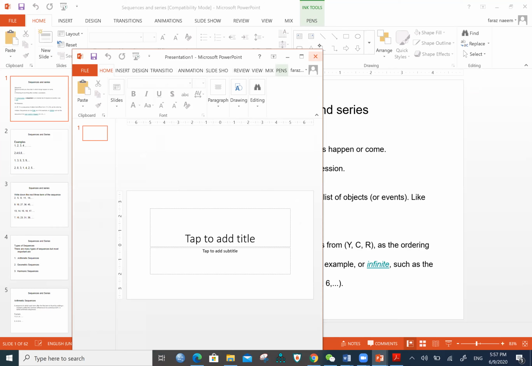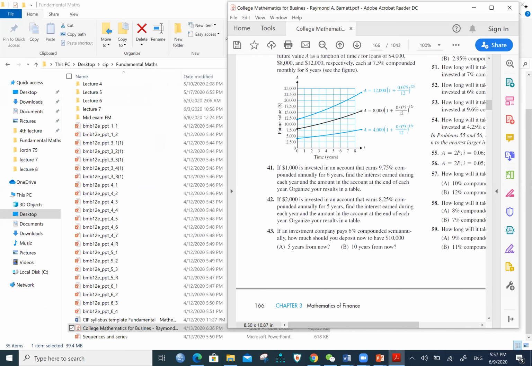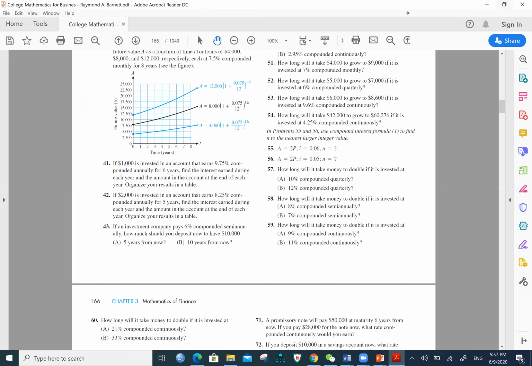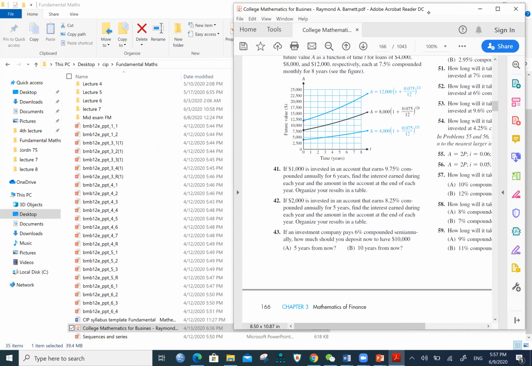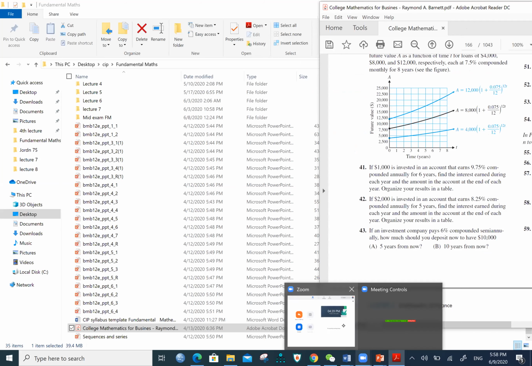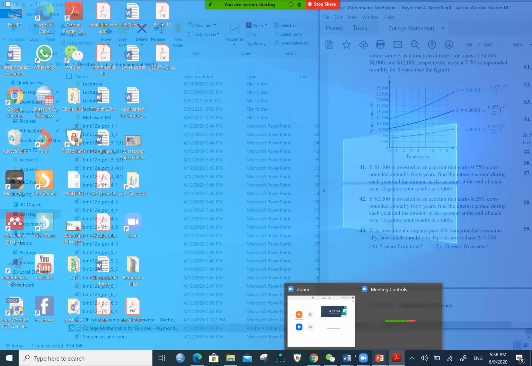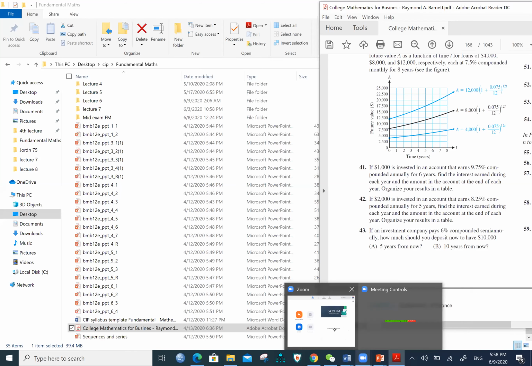Understand? I understand now. So in this particular problem, everybody can take a picture of this problem number 41 because I want to use the whiteboard. Did you take it? Yes. Okay.